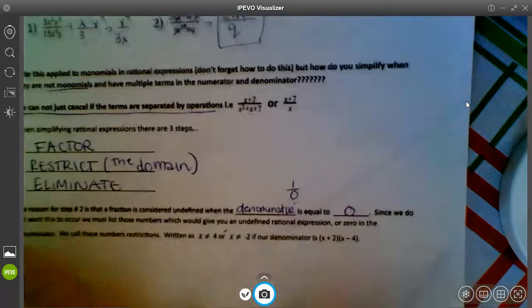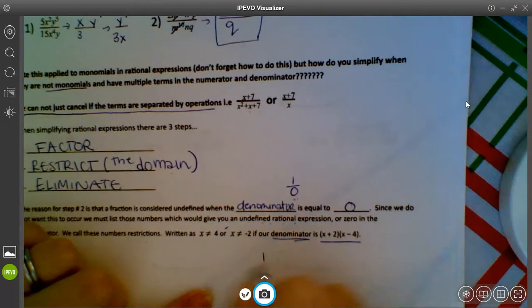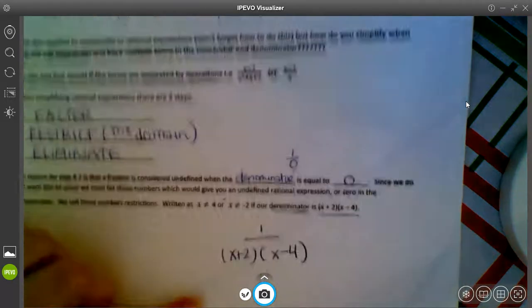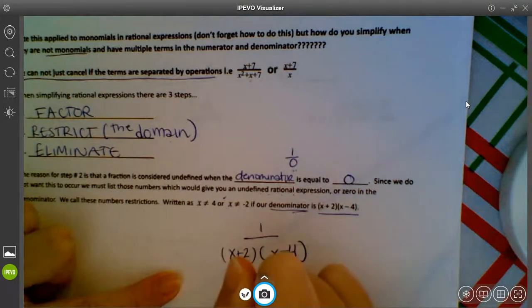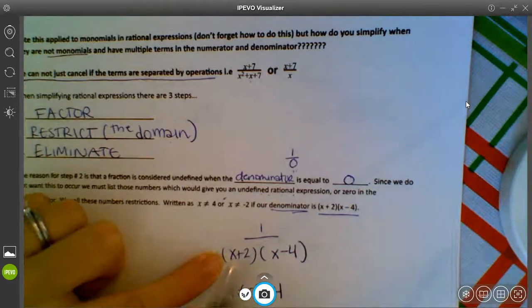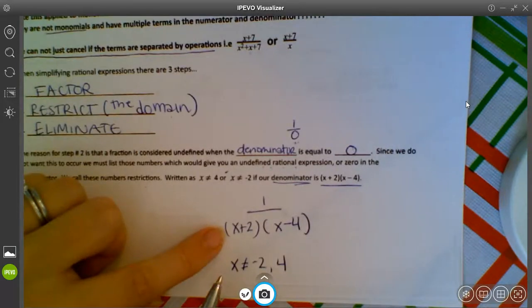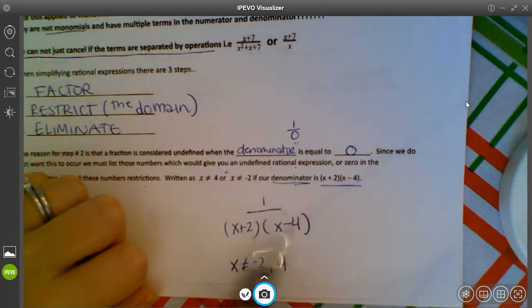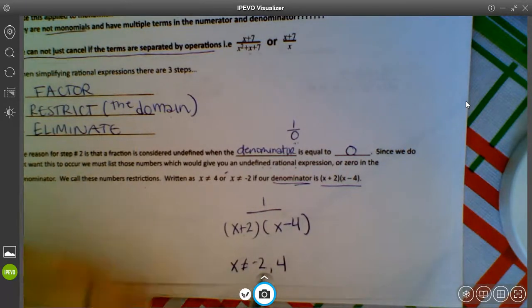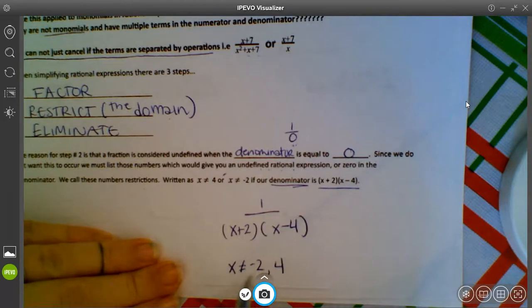So for example, if our denominator is x plus 2 and x minus 4, we have to say that x can't equal -2 or 4. Because if I plug -2 in here, I get 0 times something. 0 times something is 0, so the bottom's 0. And that's a big no-no. If I plug 4 into here, that means this is 0. So 0 times whatever this is 0. We have 0 in the denominator. My equation explodes. So we have to write these domain restrictions.